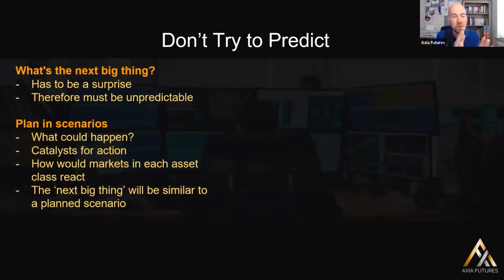Final point then, don't try and predict the change. If you try and predict what the next big thing is, you are almost inevitably going to be wrong. The reason for that is if you can predict it, it is not a surprise. Therefore, it will not be a big shock and will not create a big movement. If everyone knows something's coming, if something's predictable, then it will not be a big impact. So you cannot predict it. Whatever you think it might be, it probably isn't. And certainly from a timing perspective, you won't be able to get it right.